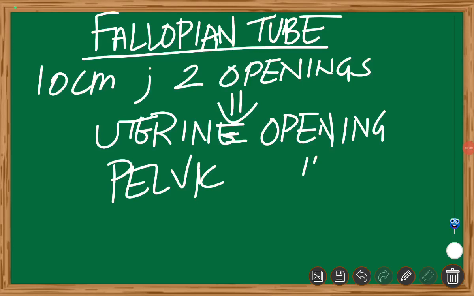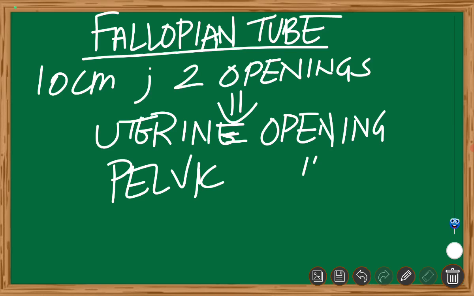The fallopian tube is also called the uterine tube. These fallopian tubes are paired structures measuring 10 centimeters in size, and they are situated in the medial 3/4 of the upper free margin of the broad ligaments. There are two openings in the fallopian tube, that is the uterine opening and the pelvic opening.